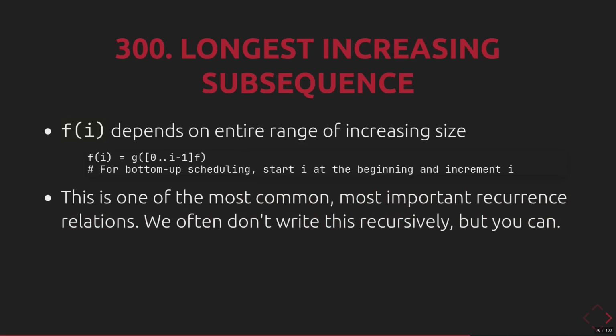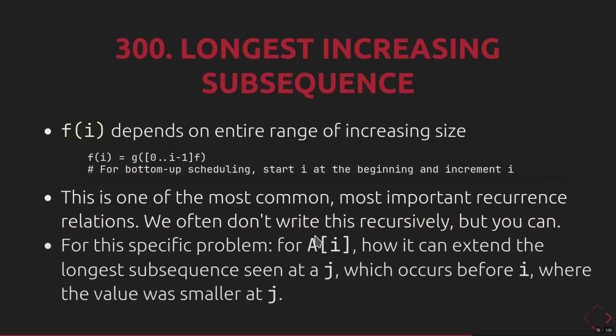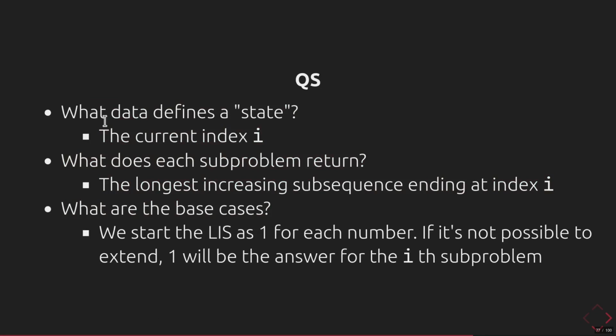We often don't write this recursively, but you can. There's a website called Visual Algo that you can look at if you want to look at the recursion tree for this problem. And for this specific problem, for a of I, this is the value at I. How can it extend the longest subsequence seen at j, which occurs before I, right? And it also has the caveat where the value a of j had to have been smaller than a of I. Okay, so we'll see it all at once.